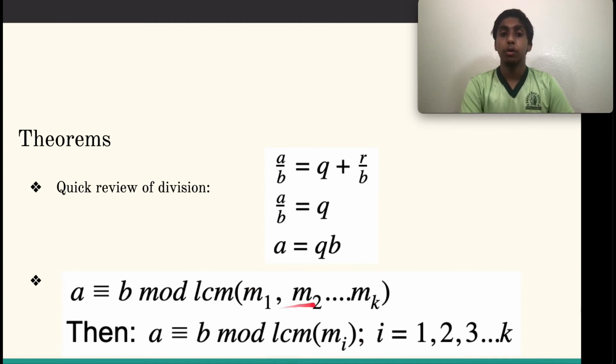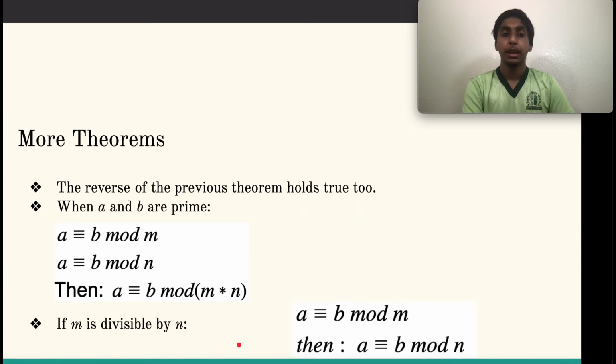So I can use only M1, only M2, and I can still get congruent modulo. Okay, so the reverse of the previous theorem holds true too. What I mean is, let's just say I have A is congruent to B mod M, and A is congruent to B mod N. And let's say that these two are not prime. So ignore the writing above, just focus on these two. Then I can also rewrite this as A is congruent to B mod LCM of M and N. So I can combine M and N if I know that both of these hold true.